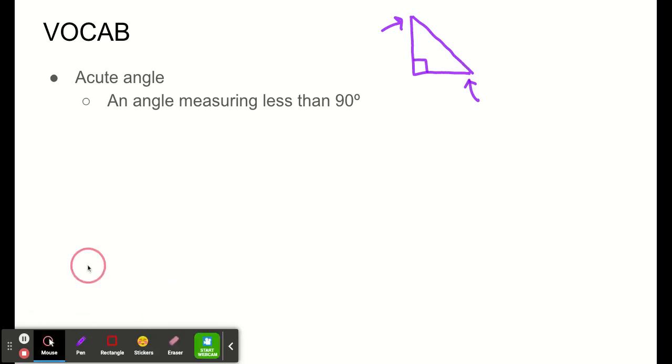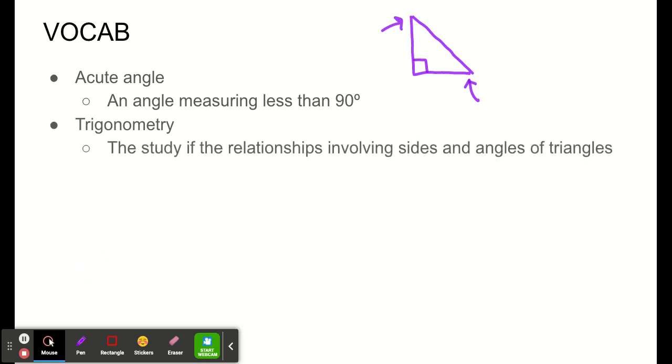The next term is trigonometry. This is the study of the relationships involving sides and angles of triangles. Please excuse my typo.